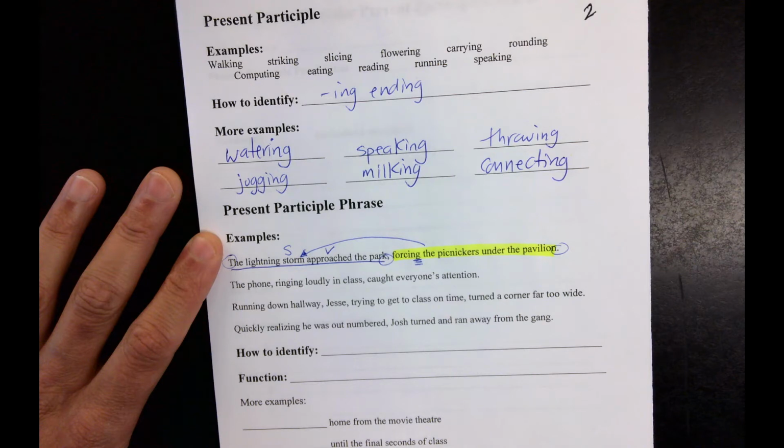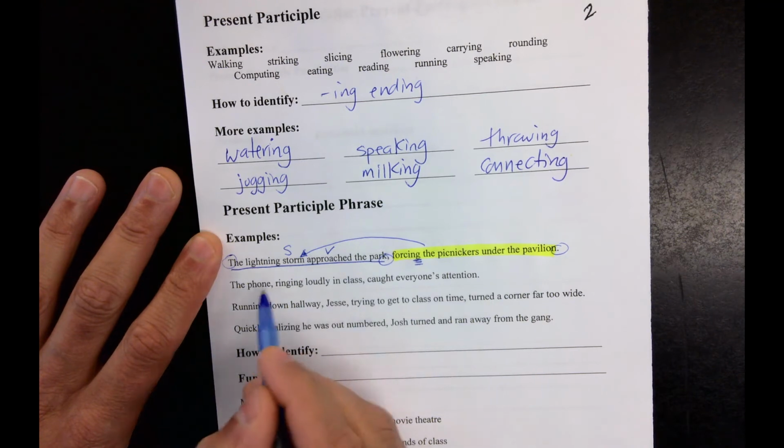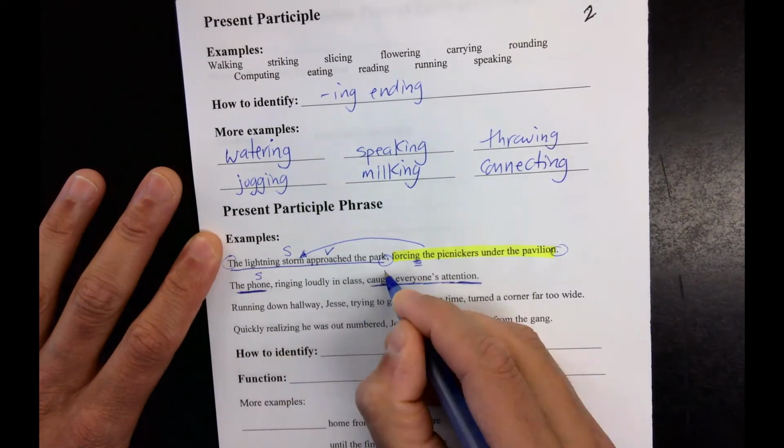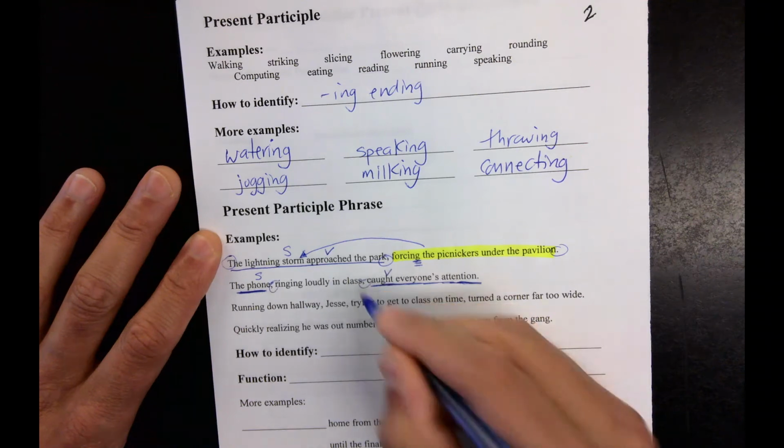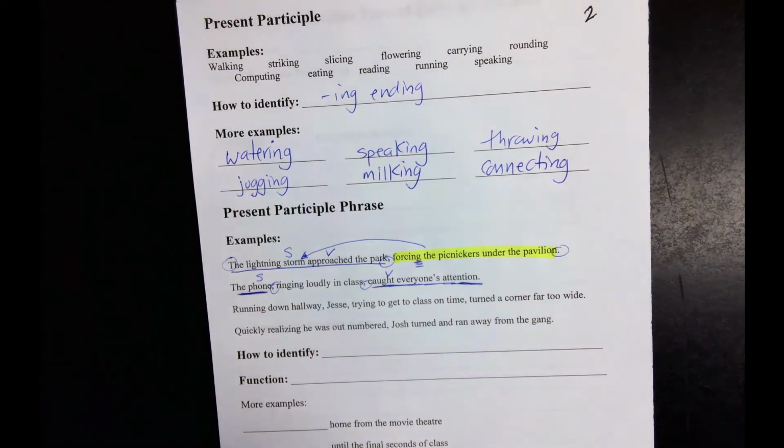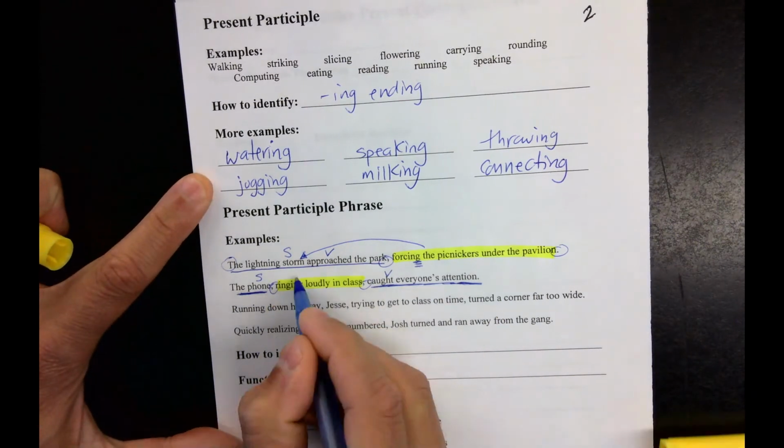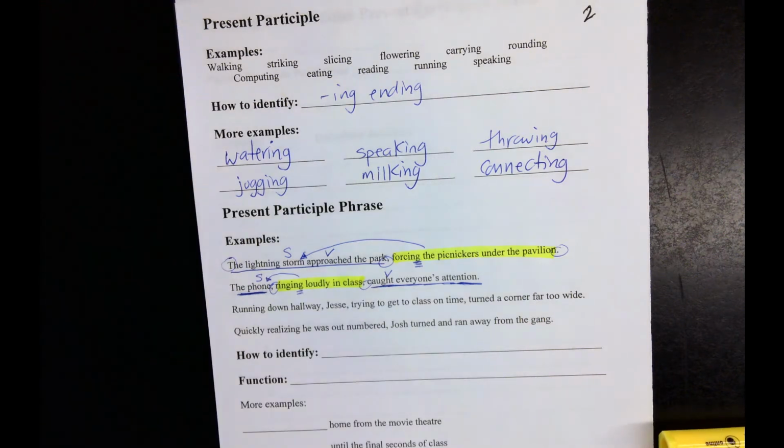The phone ringing loudly in class caught everyone's attention. It could be true that the phone caught everyone's attention. You're in the medial position that separates the subject from the verb, modifies the subject, and it's got that ing head word. Loudly in class goes back and modifies the phone. You've done this a million times already. Now we're just paying special attention to the kind of phrase or phrases that are in these free modifier positions.